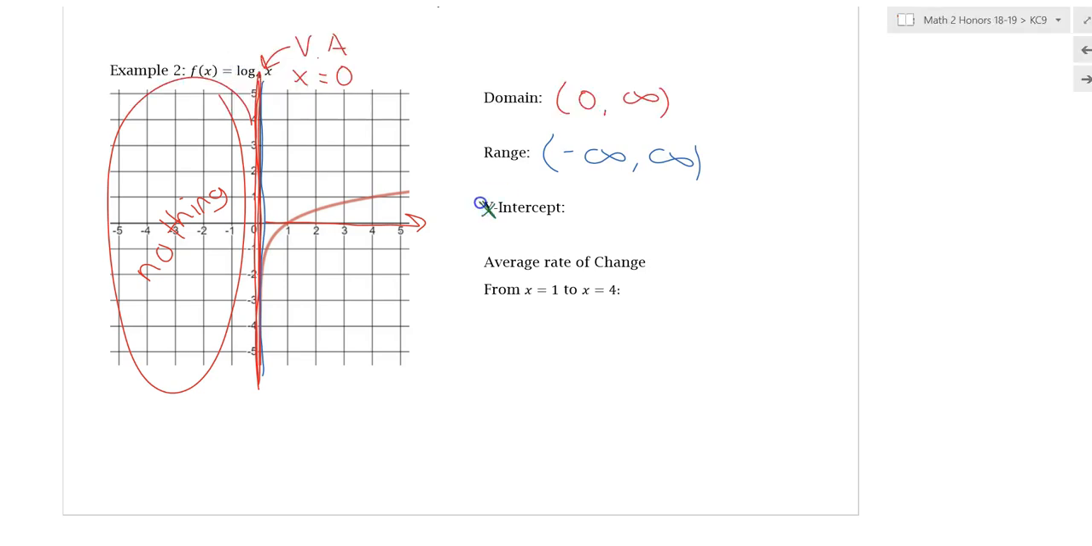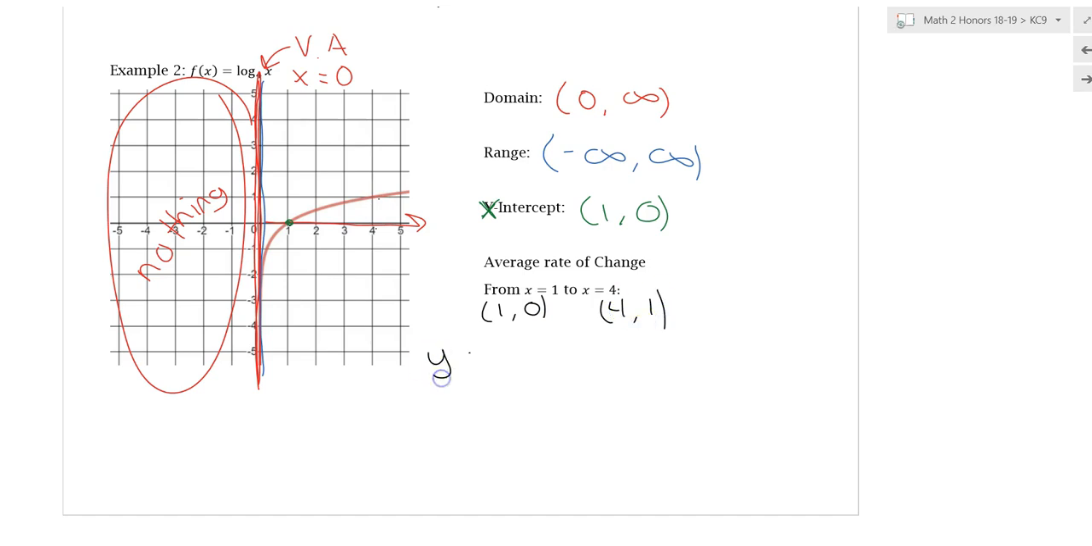I'm going to treat this as it doesn't have a y-intercept. We really want our x-intercept when we're talking about logarithmic functions. So our x-intercept is here. That is at (1, 0). And now our average rate of change from x equals 1 to x equals 4. Well, at x equals 1, we're at 0. At x equals 4, we're at (4, 1).